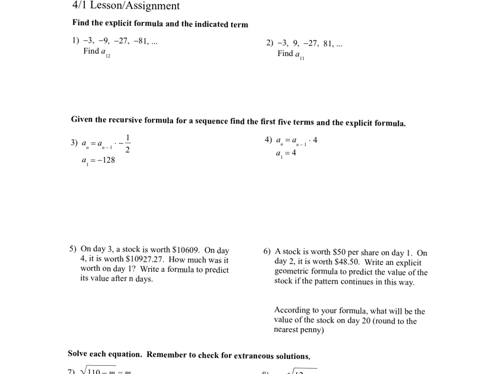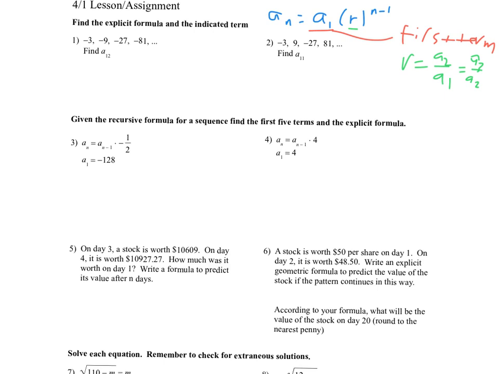Alright guys, for these first 6, we're going to be using our geometric formula, which was a sub n equals a sub 1 times r to the power of n minus 1. And so a1 is really the first term, as a quick reminder. And then r, remember, is a2 over a1, or actually any term divided by the term in front of it.